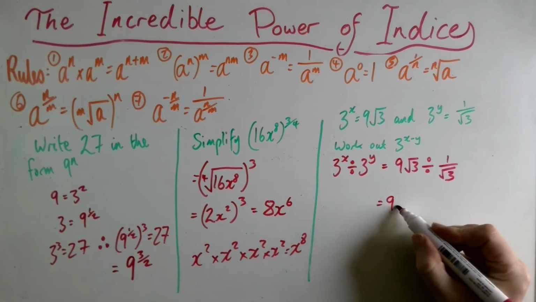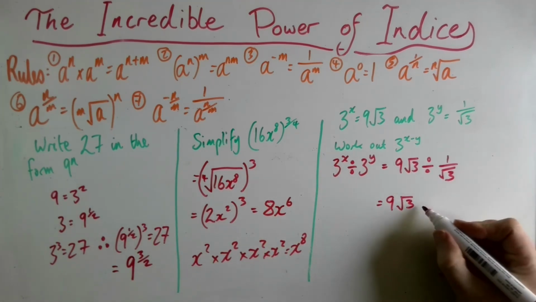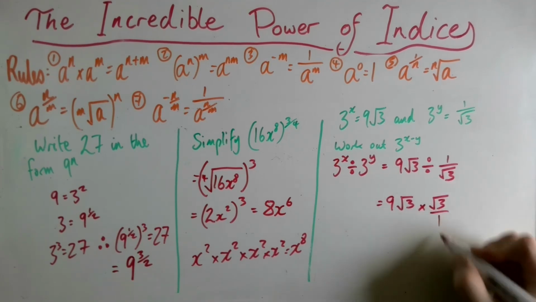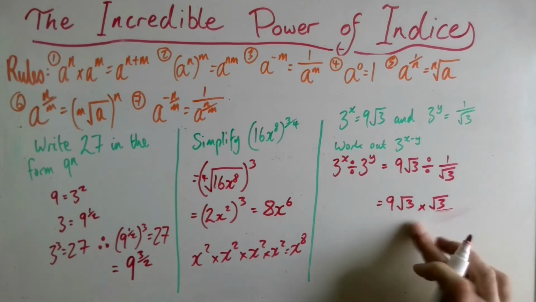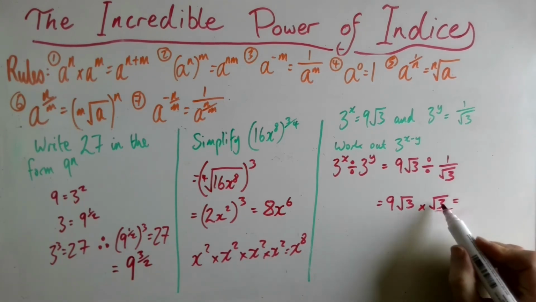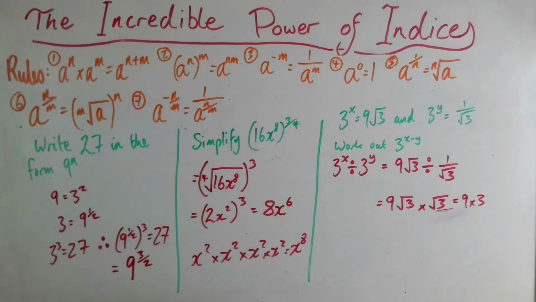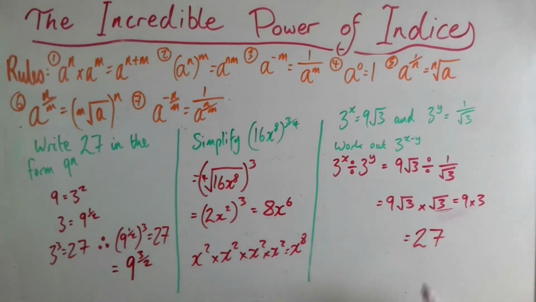When we're dividing, we do save change flip, don't we, to make it into an equivalent multiplication. So that gives us root 3 over 1. Well, we don't need the over 1 because that doesn't make any difference. And if you do root 3 times root 3, that makes 3. So then 9 times 3 is 27.